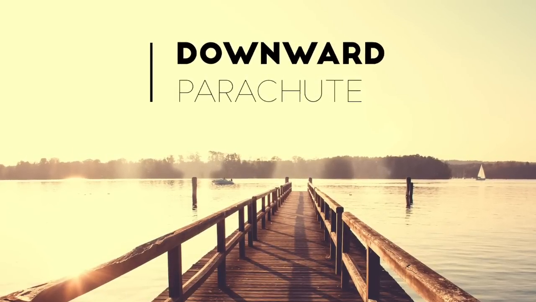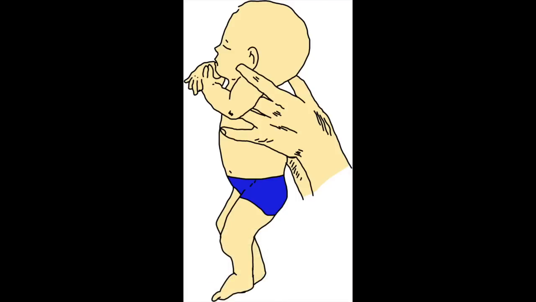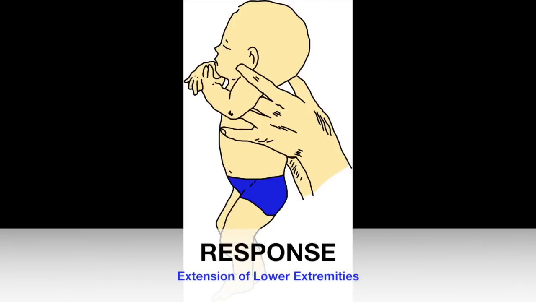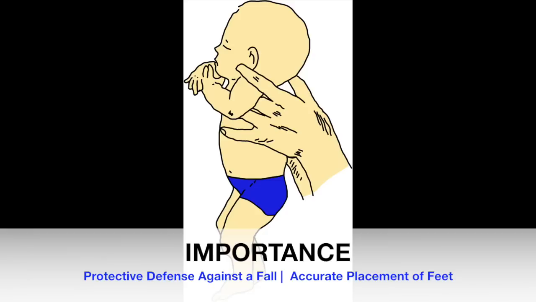To test it, you would quickly lower the baby toward a surface while it's suspended vertically, and what you'll see is extension of the lower extremities, so the legs will straighten out. And this response persists because it helps us and provides us protection against the impact of a fall or in anticipation of a fall, like a physical defense.